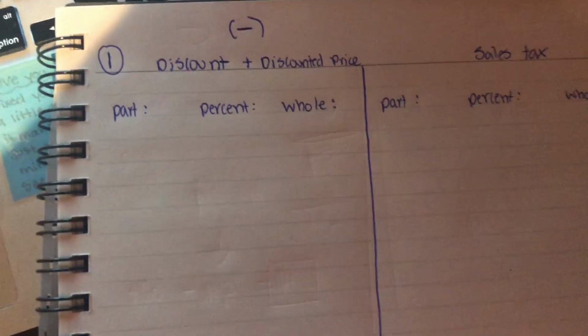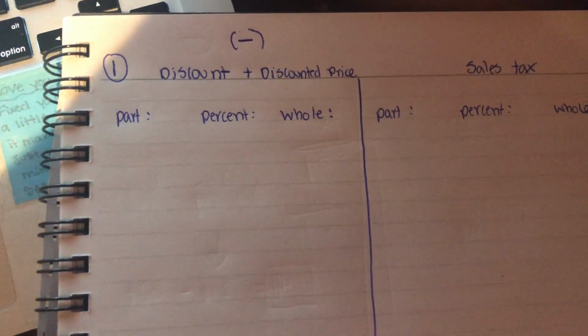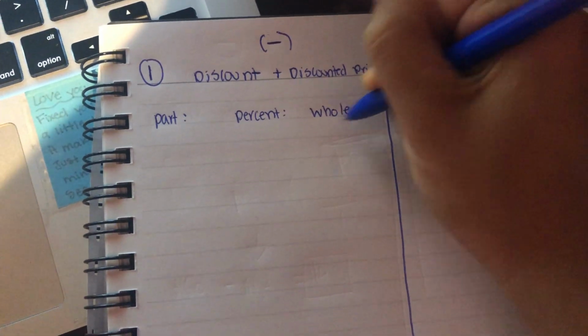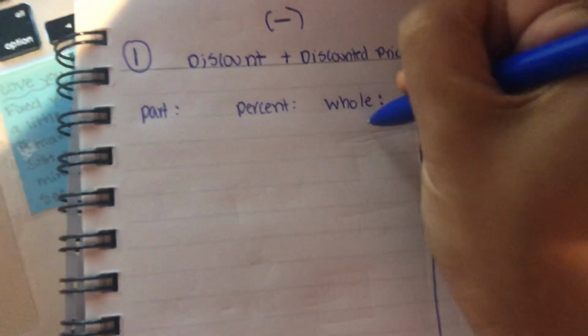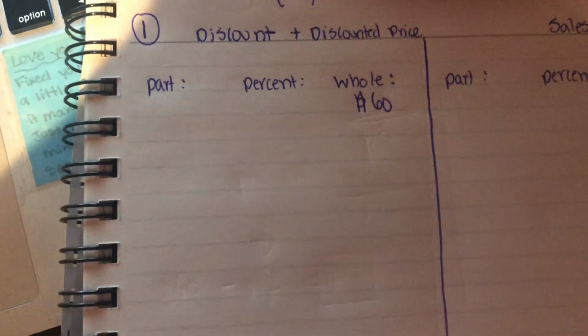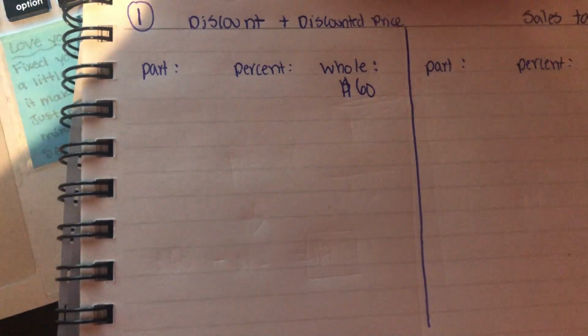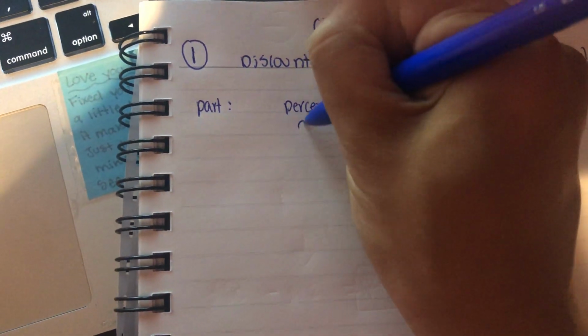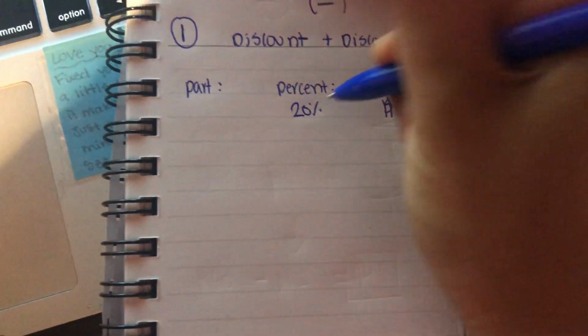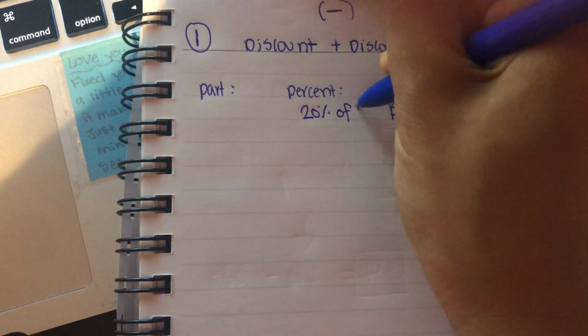Okay, that means that we are going to be paying less money than the original. So as the problem said, the whole is always the original price, and so originally the shoes are $60. Now what I'm getting is 20%, or not me, but Miss Matos, 20% off.